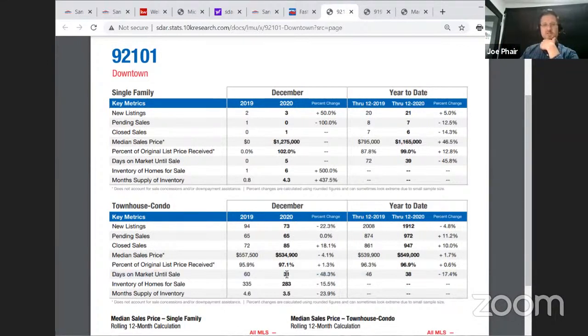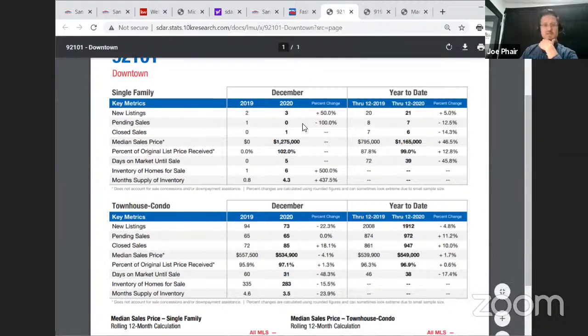But what you do want to do is you can say, hey, look, here's our market time. If we're not under contract in 31 days, what is the market telling us? Ask them, what do you think it's telling us if we're not under contract by a month? They may or may not tell you, but basically what that means is that you're overpriced.